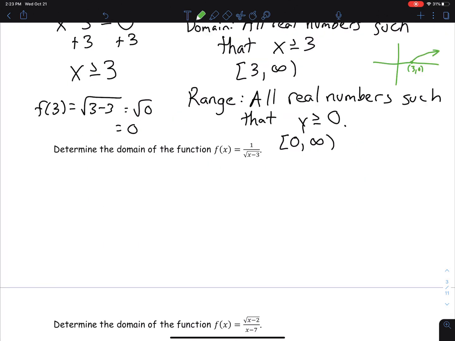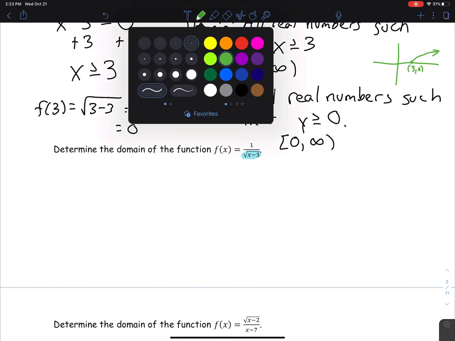And the last one on this page, determine the domain of the function f of x equals 1 over the square root of x minus 3. So let's take a look at that denominator, because that's what's going. 1 doesn't restrict the numerator. There's no restrictions in that numerator, but look at the denominator. There are going to be some numbers that we cannot include in our denominator because it's going to make our denominator 0. But also think, it's a square root, so we can't have the square root also be negative.